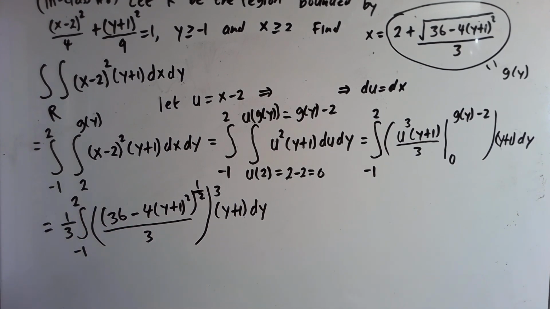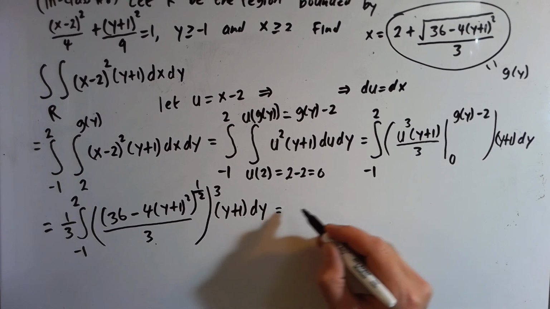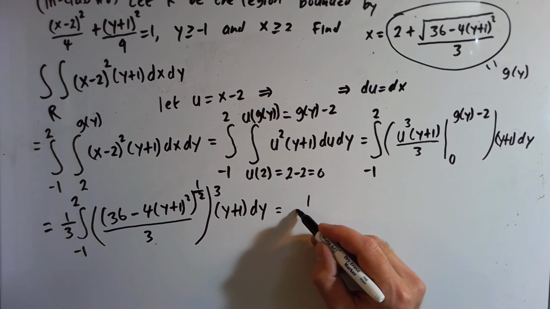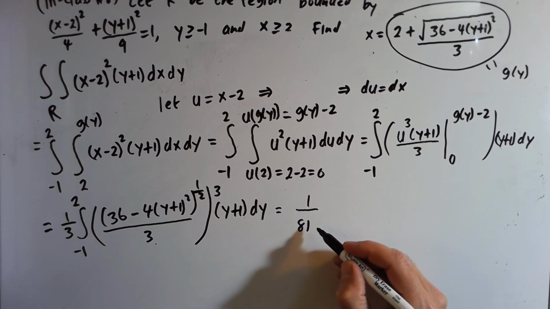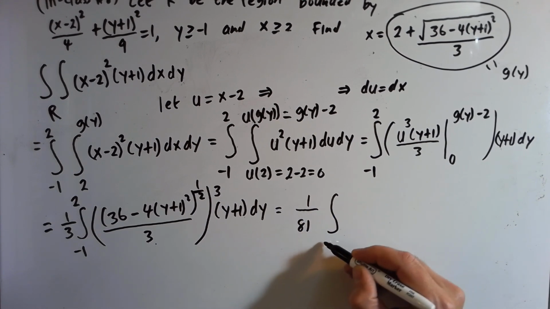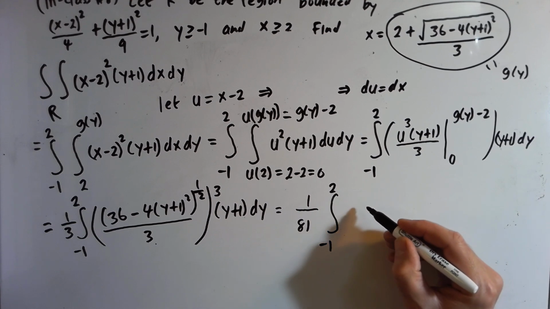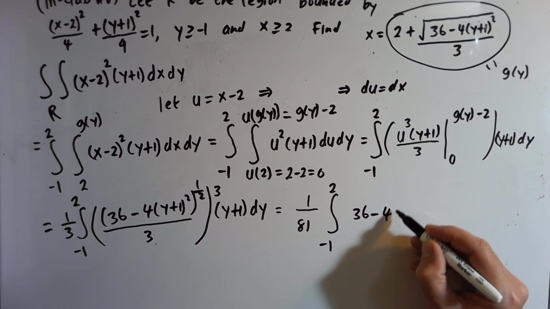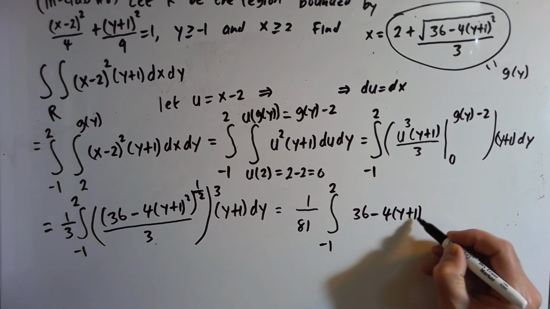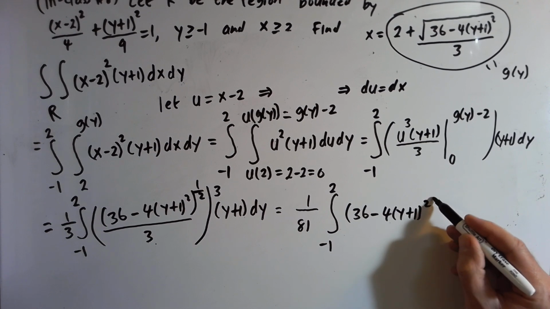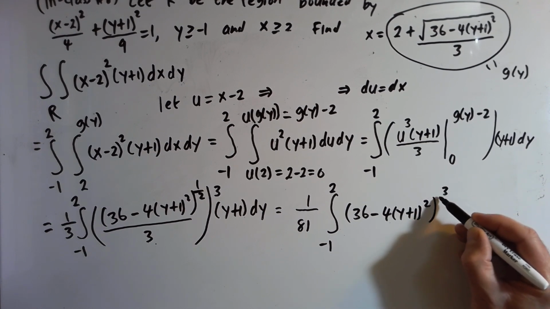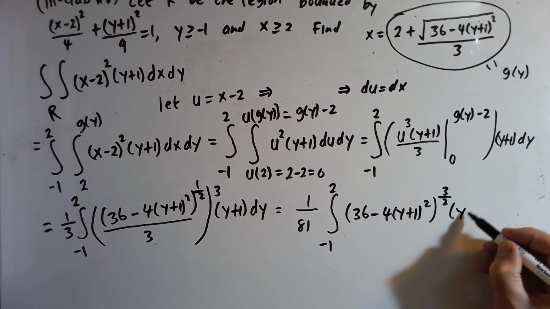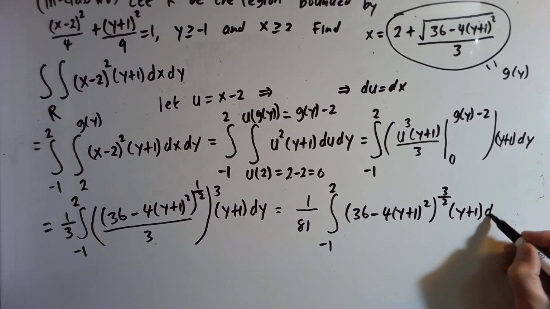Okay, so simplifying this, you're cubing the 3 down here, that'll make it 27, then you can bring it out, multiply by that 3 over there, that'll make it 81. So it'll be 1 over 81 integral from negative 1 to 2. That's going to be 36 minus 4(y plus 1) squared, all raised to the 3/2 times (y plus 1) dy.